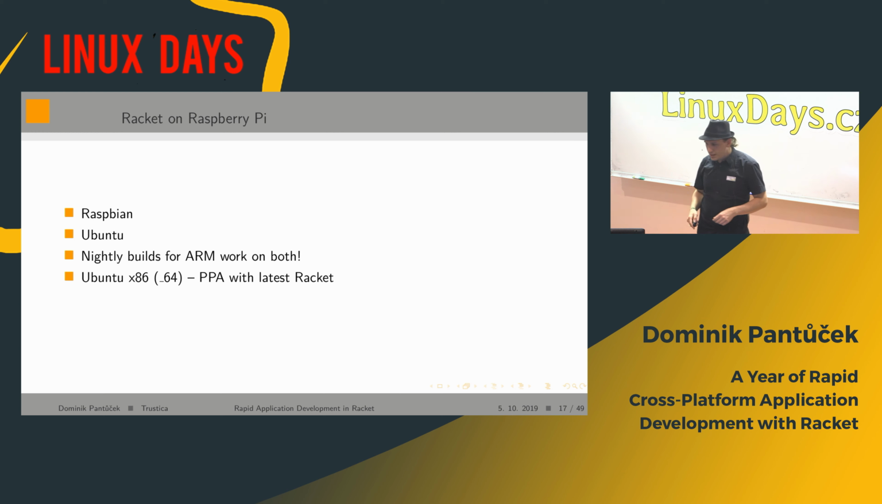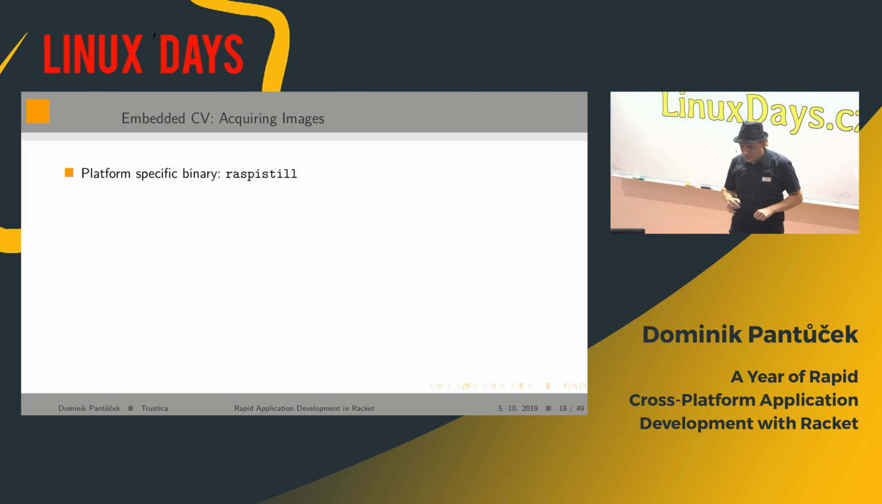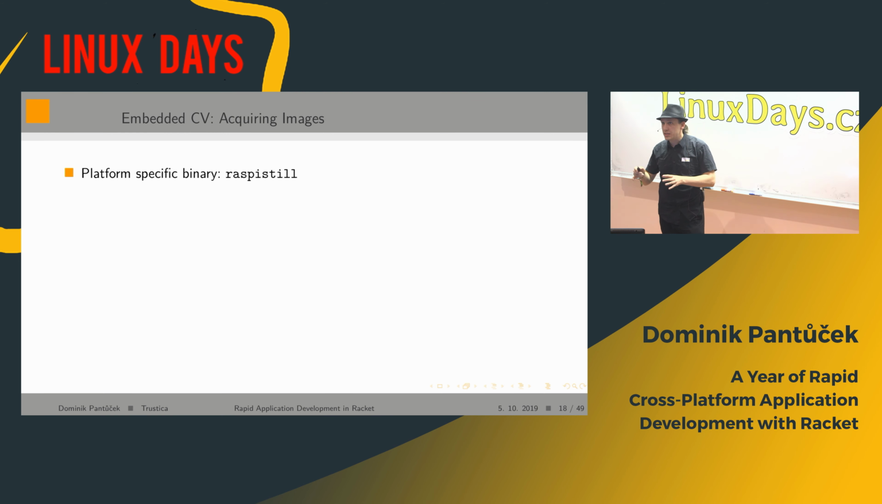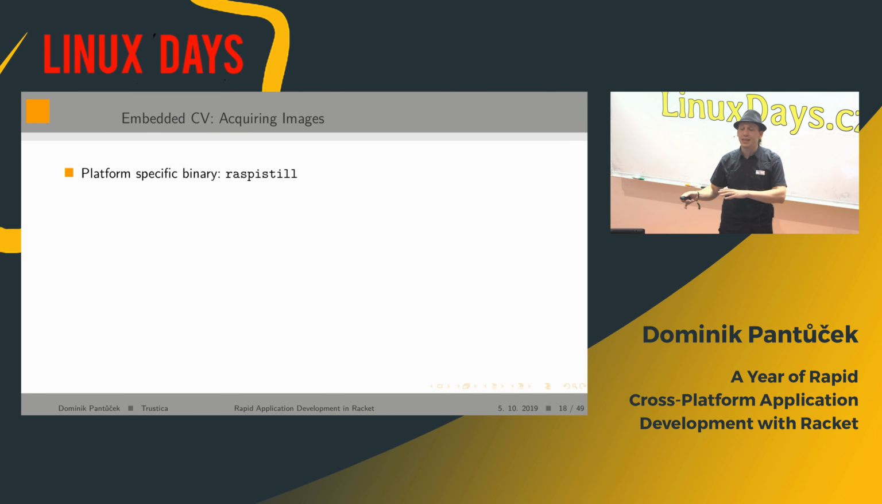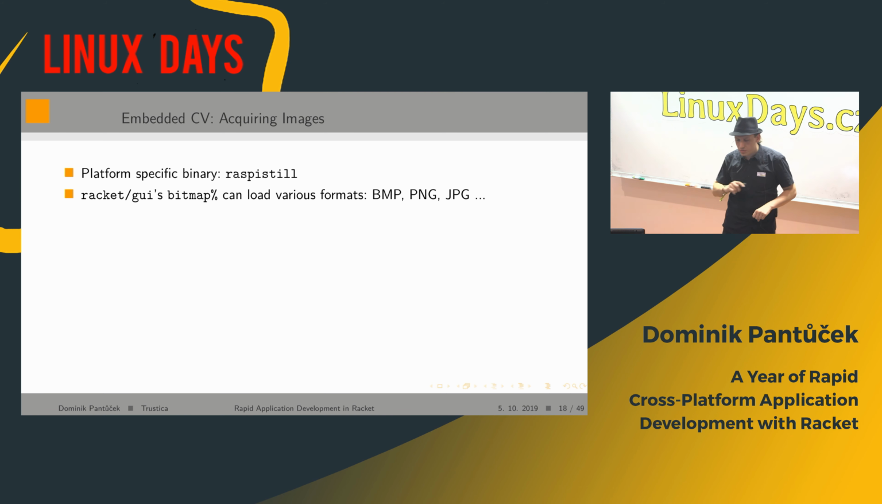Now, up until now, I was talking about what Racket can do, but there are things Racket can't do. One thing, if you're using Raspberry Pi, there's a very specific camera circuitry, and you need to use either some specific library or the Raspistill binary. So that's what we are using.